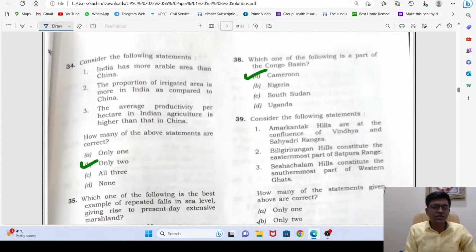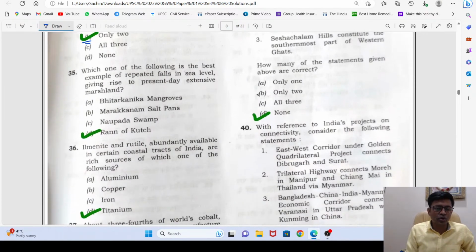Then, consider the following statements. India has more arable area than China. Is it? Question number 32. Let me check. Yes, India has more arable area than China. The proportion of irrigated area is more in India as compared to China, and the average productivity per hectare in Indian agriculture is higher than that of China. That is wrong. First and second are correct. Your answer is B. Then these are questions from geography.